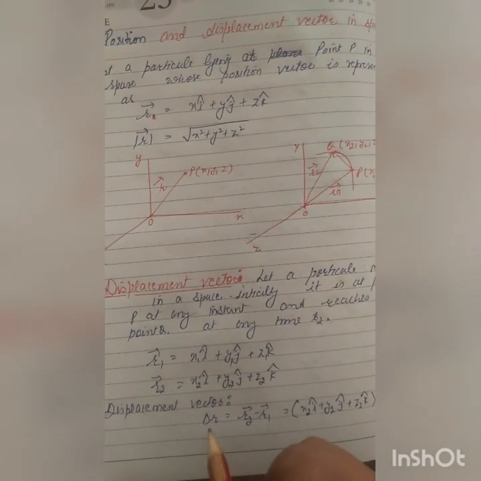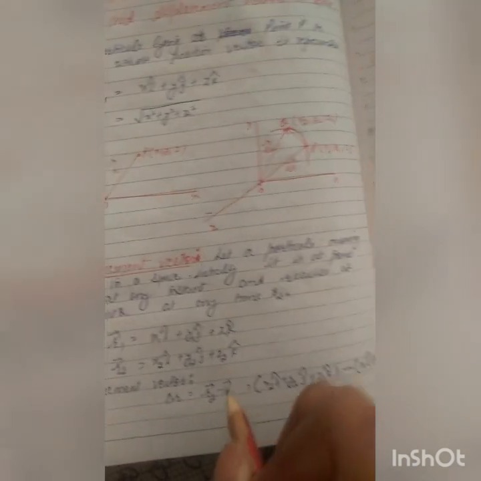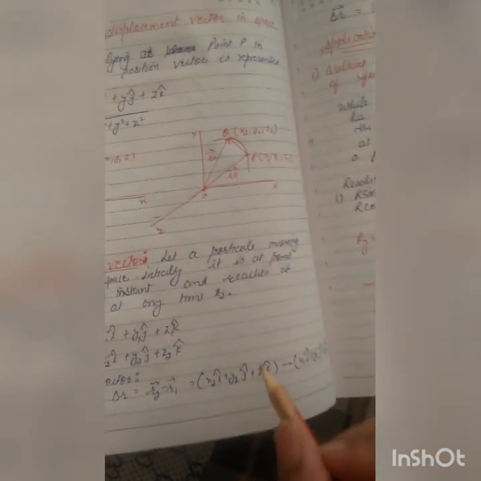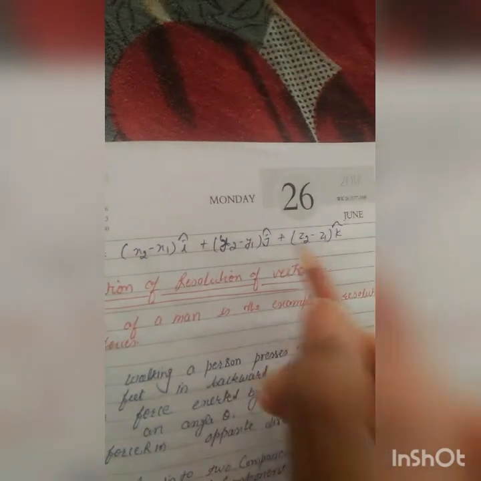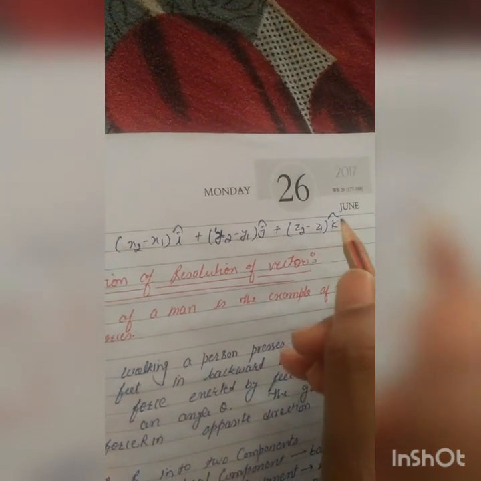Displacement vector can be written as delta r, which is r2 minus r1. Putting the value of r2 and r1, we get delta r is equal to x2 minus x1 into i unit vector plus y2 minus y1 j unit vector plus z2 minus z1 k unit vector.